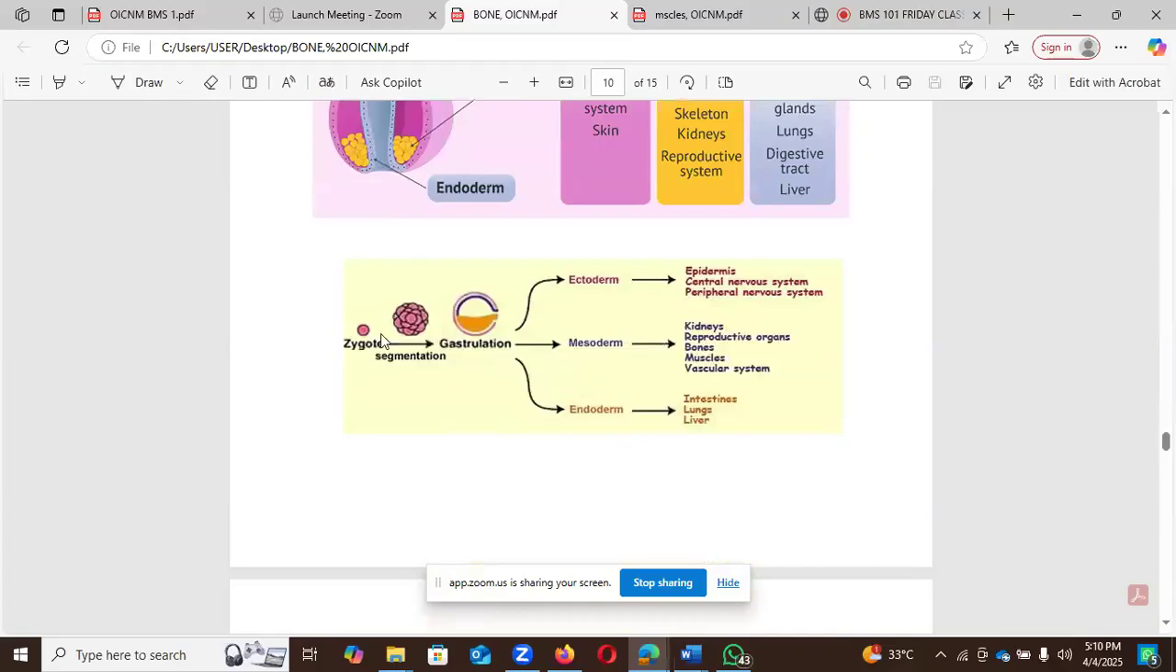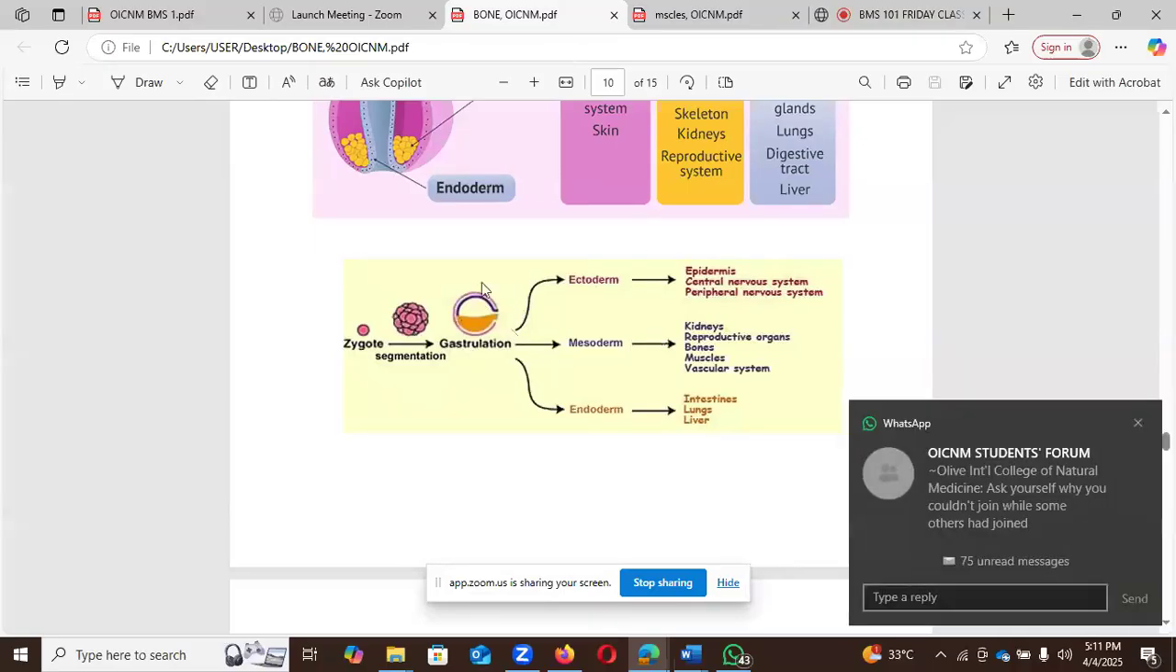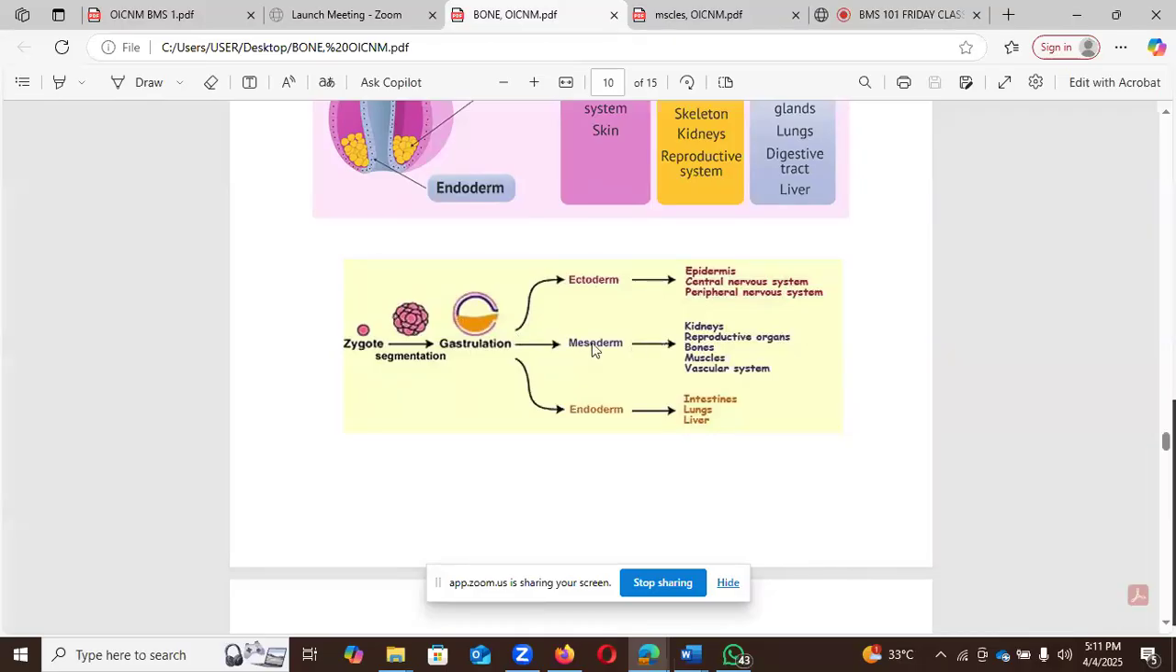And again, look at the stages. I told you about the zygote, a single cell that undergoes cleavage. Cleavage is the process of multiplication and division. From there, it will form the morula. From the morula, it will form the blastocyst. From the blastocyst, it will form the gastrula, gastrulation. This is the part where the three layers are formed: ectoderm, mesoderm, and endoderm, through gastrulation. After gastrulation, you see the mesoderm and you see the bone.